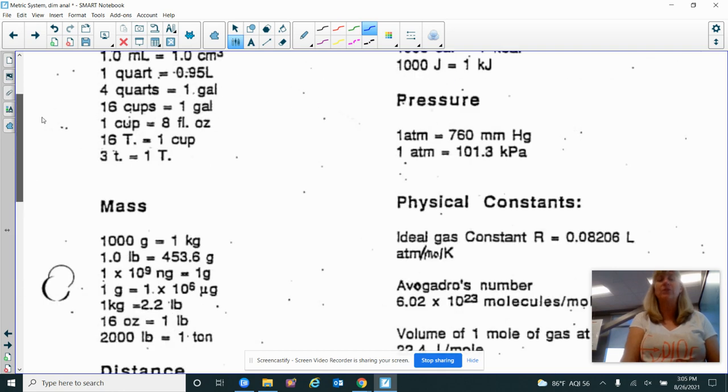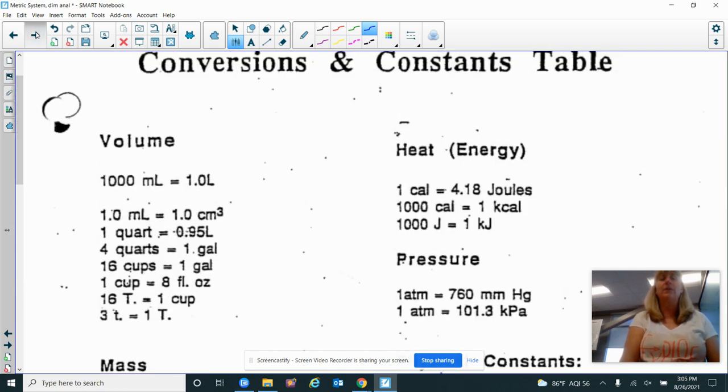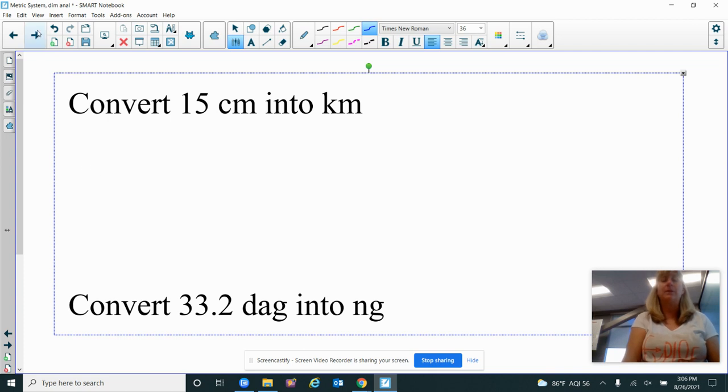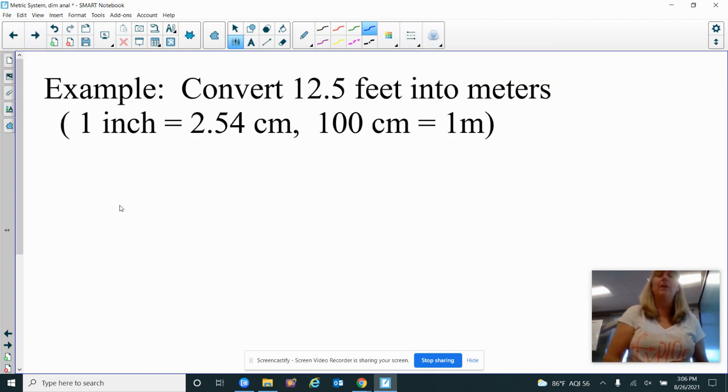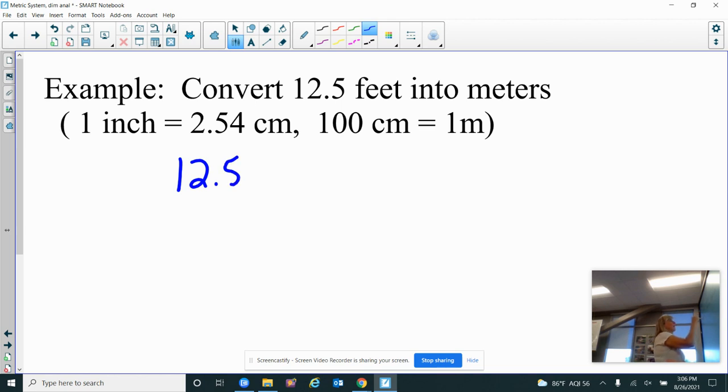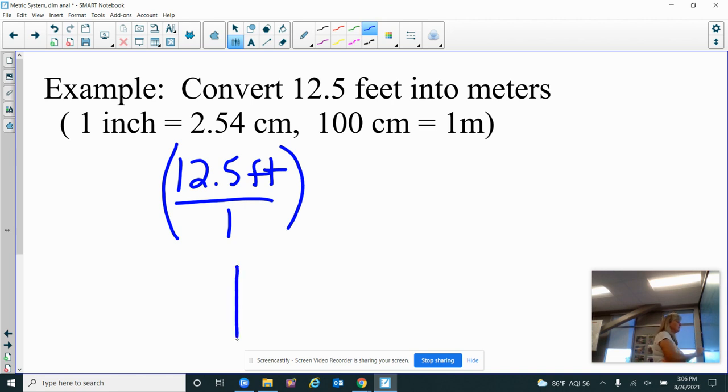Okay, so using these conversions, we're going to do some problems. Let's skip over to this one. For this one, 12.5 feet, I want to convert that into meters. So whatever I start with, I'm going to make sure I label everything. And I like to put the initial thing over 1. You don't have to. And I like to use parentheses. Now, some people use straight lines like this. That's fine. You could have 12.5 feet here over 1.